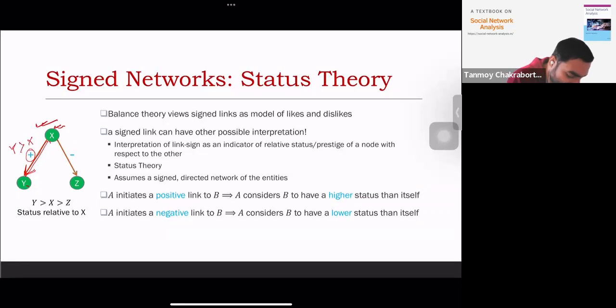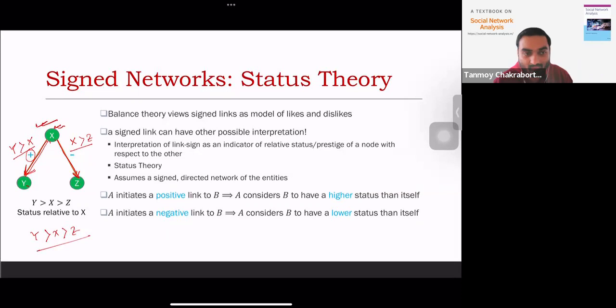Unlike balance theory where the network was undirected, here the network is directed, and X has created a link from itself to Y. It means that X assumes that Y is more prestigious than X, or Y is more prominent than X. So through this link, you can write that Y is greater than X in terms of prestige. Similarly here, X forms a negative link from X to Z. It means that X believes that X is superior to Z. So if you take these two things together, you will see that Y is greater than X, greater than Z, through transitivity.